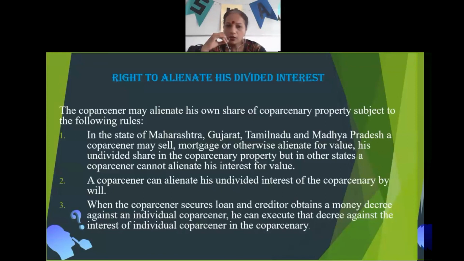Next, when a coparcener secures a loan or a creditor obtains a money decree against an individual coparcener, he can execute that decree against the interest of the individual coparcener in that particular coparcenary and not against the entire coparcenary property. So if a coparcener secures a loan and the creditor obtains a decree against this individual coparcener, then he can execute the decree. The creditor can execute the decree against the interest of the individual only and not against the entire family property.